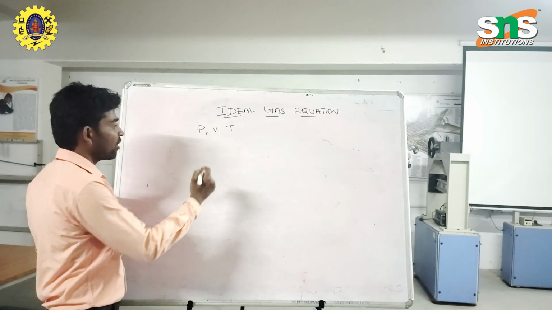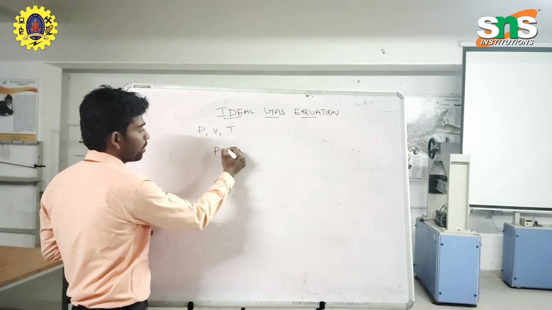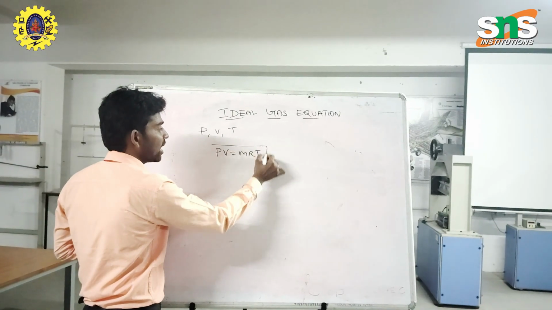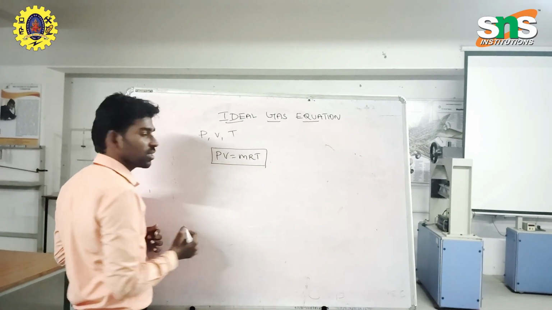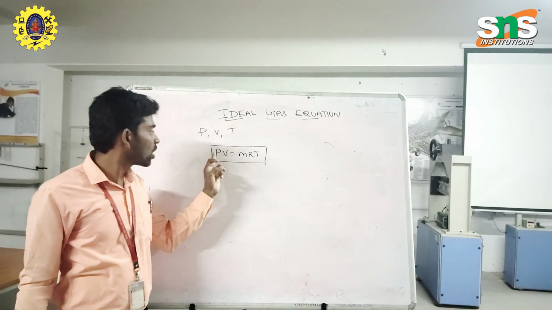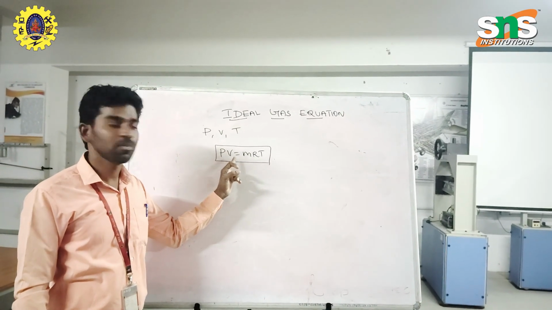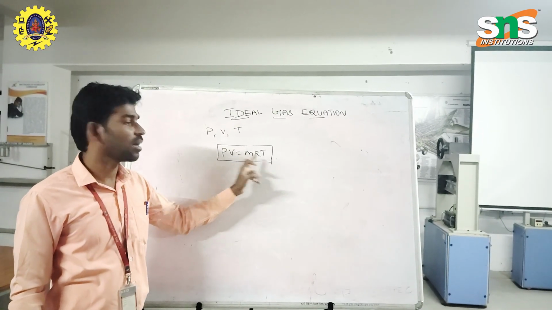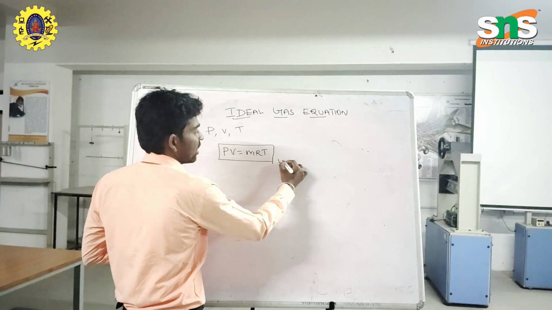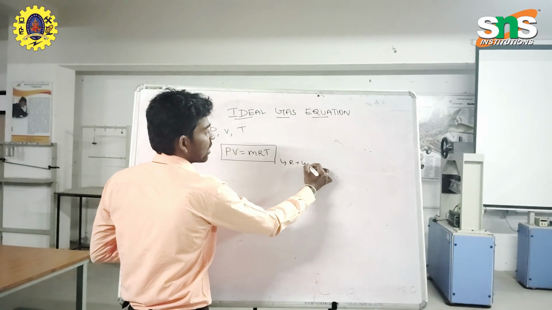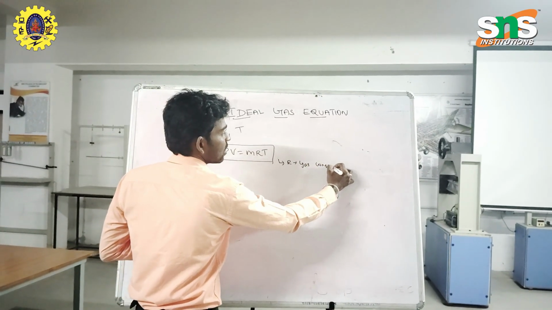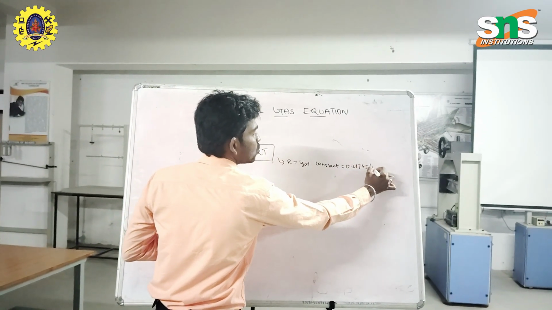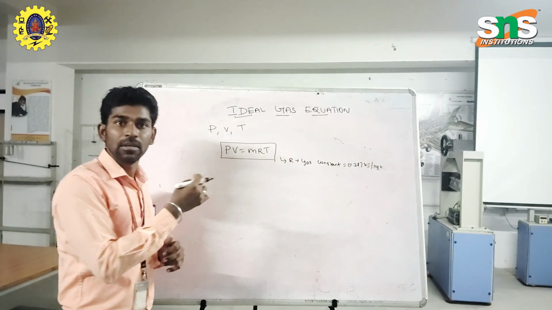So the equation of a gas is PV = mRT. This is the idealized gas equation. P is the pressure, V is the volume, T is the temperature, m is the mass of the substance, and R is the gas constant. The value of the gas constant is 0.287 kJ/kg·K.